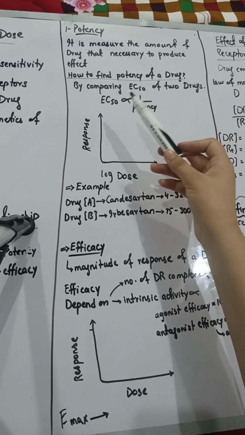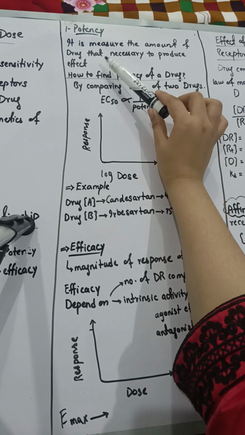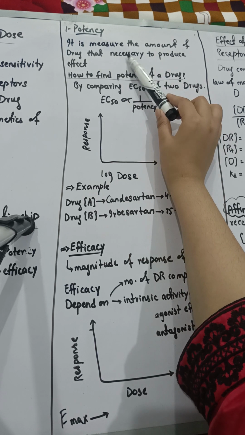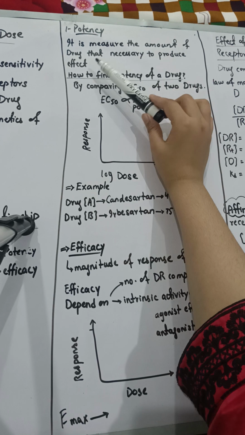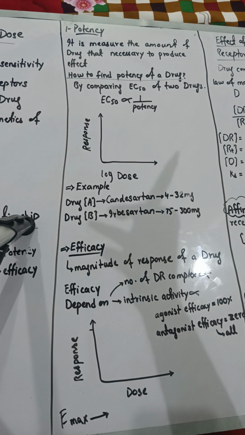So now we are going to see what the potency of our drug is. First, the definition of potency: it is the measure of the amount of a drug that is necessary to produce an effect. For example, 50 mg of drug, 100 mg of drug, so this is the amount of drug necessary to produce the effect.